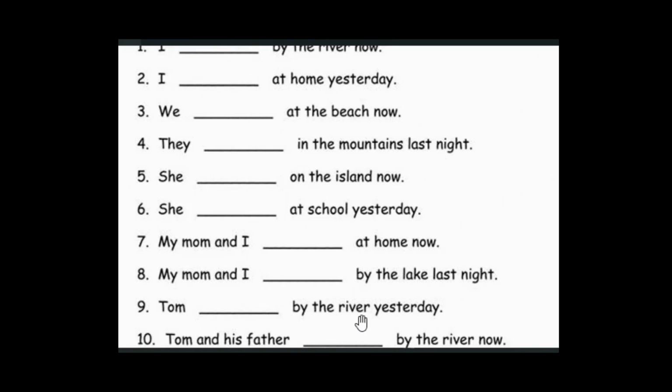"Tom dash by the river yesterday." Tom was by the river yesterday. He was at the riverside yesterday. Yesterday means completed, so we should use was. If the sentence is in the present moment, then we use is. Tom is at the river. That is how we use it.